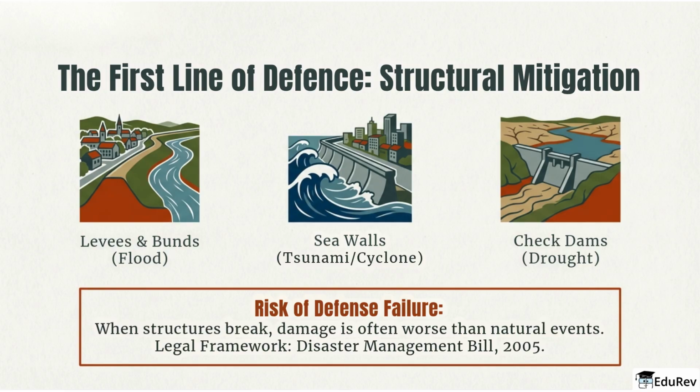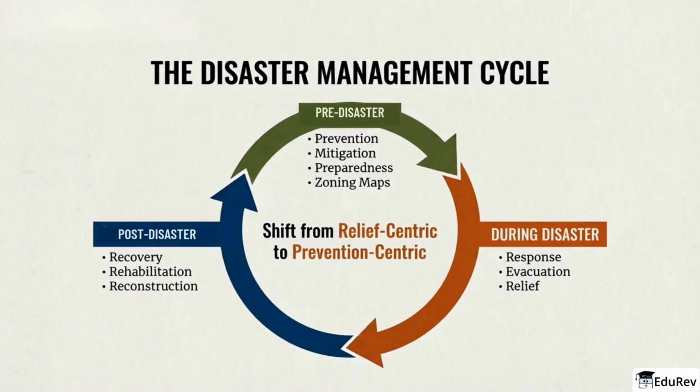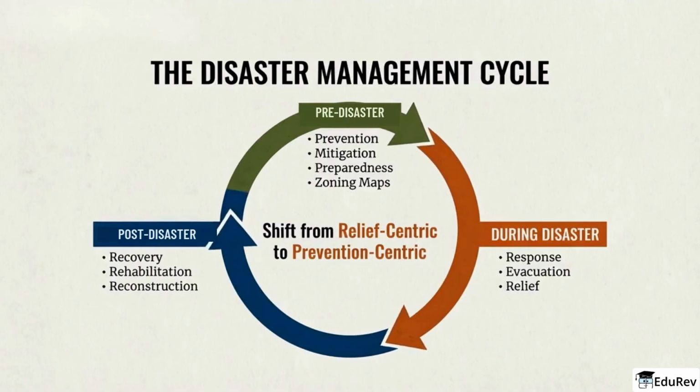And the legal anchor given is critical. Disaster Management Bill 2005. In mains, this becomes your institutional hook. Now the disaster management cycle. And this is the framework you should write in mains without hesitation.